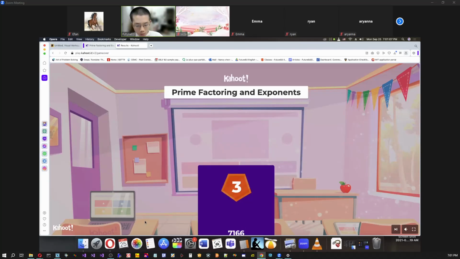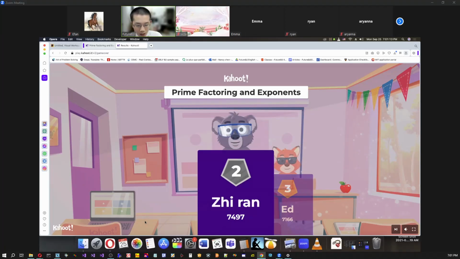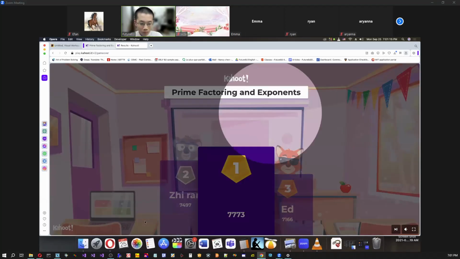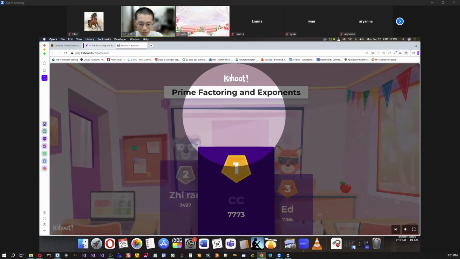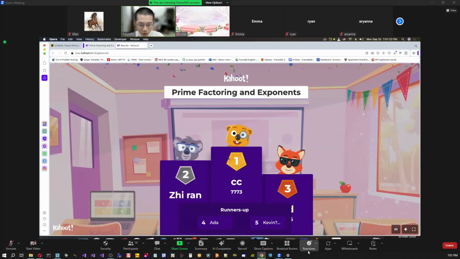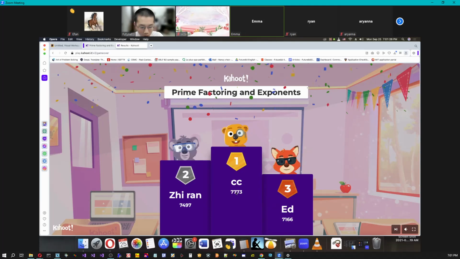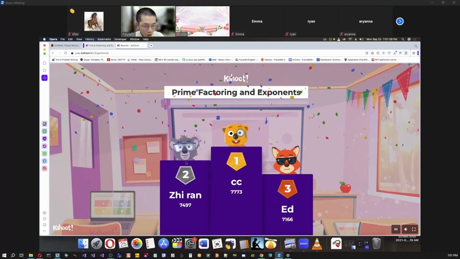Okay, drum roll, please. All right, Foxy EB is 3rd. Ziran is 2nd. Good job. And first place is CC. All right, good job to Ziran, CC, and ED. Nice. We also have Ada and Kevin in 4th and 5th, respectively. So you guys all did pretty good.